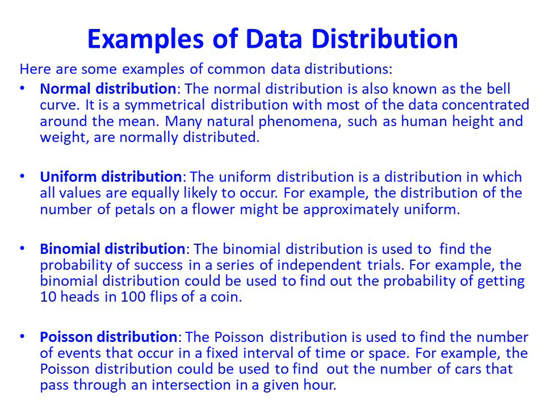Binomial distribution. The binomial distribution is used to find the probability of success in a series of independent trials. For example, the binomial distribution could be used to find out the probability of getting 10 heads in 100 flips of a coin. Poisson distribution. The Poisson distribution is used to find the number of events that occur in a fixed interval of time or space. For example, the Poisson distribution could be used to find out the number of cars that pass through an intersection in a given hour.